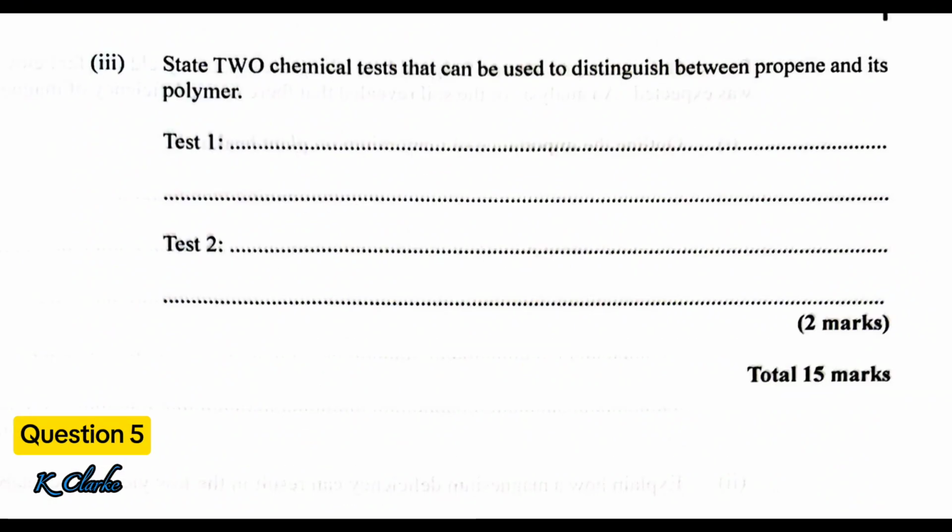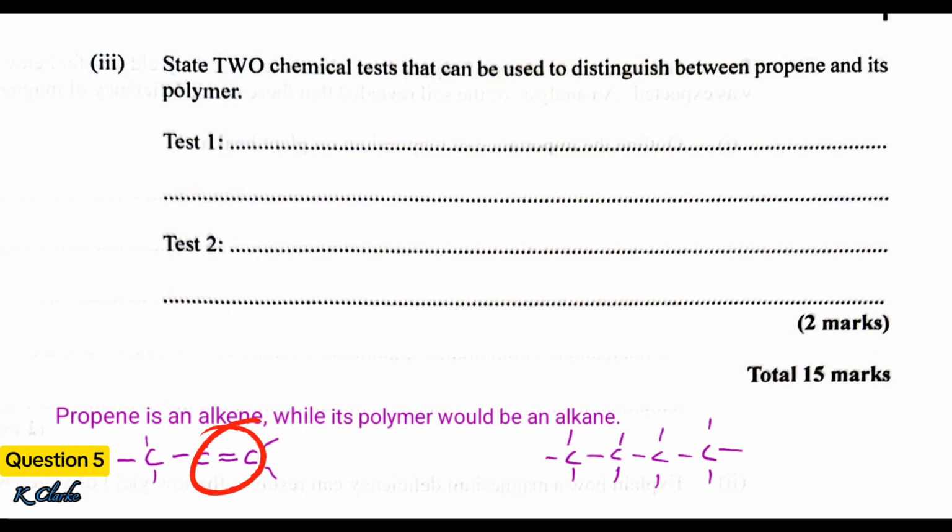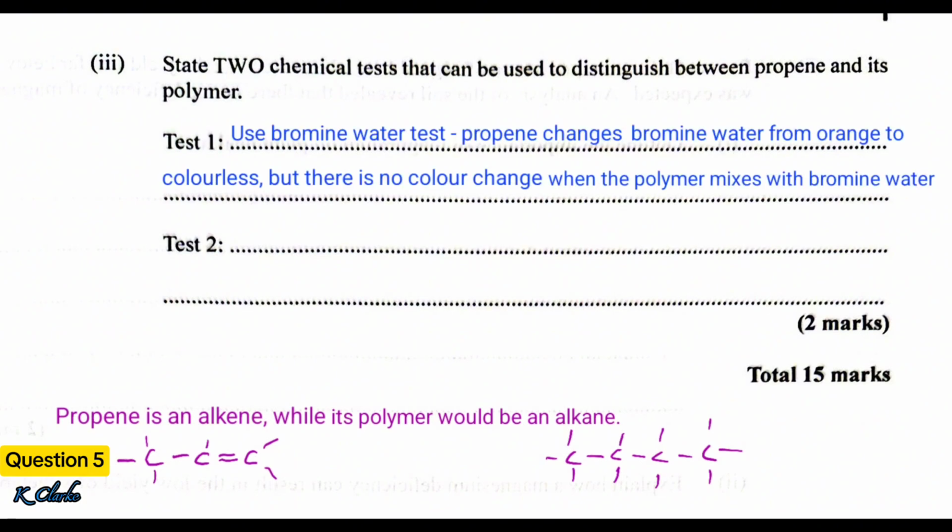Part 3. State 2 chemical tests that can be used to distinguish between propene and its polymer. Propene is an alkene containing a double bond between carbons, while its polymer would be an alkane containing only single bonds. Hence, test 1 to distinguish between alkene and alkane is bromine water test.